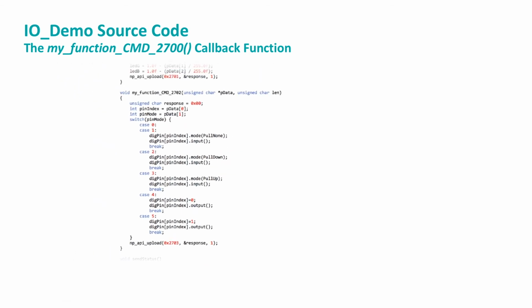Acknowledgements always have a message value 1 greater than the message they are acknowledging. The other message handler, myfunctionCommand 2702, is a little more complex, but only a little. The message for this command is only 2 bytes long, a pin index, and the pin mode value. Depending on the pin mode value, the pin will be configured as an input with or without pull-ups or pull-downs, or as an output, driving either a 0 or a 1 level. As before, the function ends by sending an acknowledgement to the nexpaq system using the np API upload function.